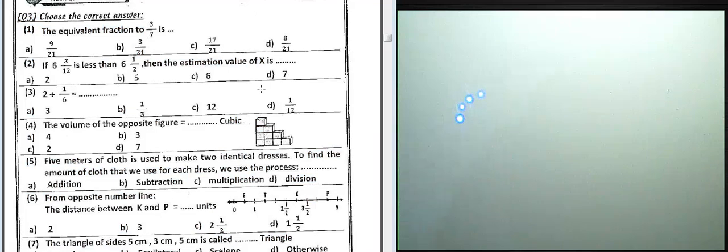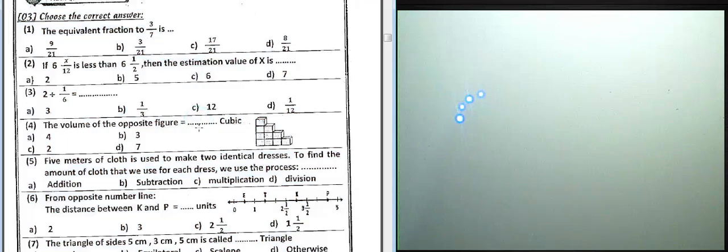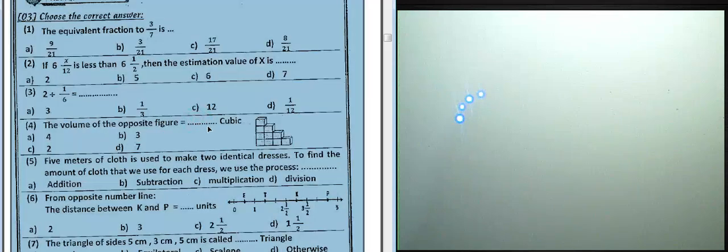Write 10 here. The result will be 10 cubic, because we have 10 cubes here. You must count all the cubes here and write the result. We have 10 cubes, so the result will be 10.